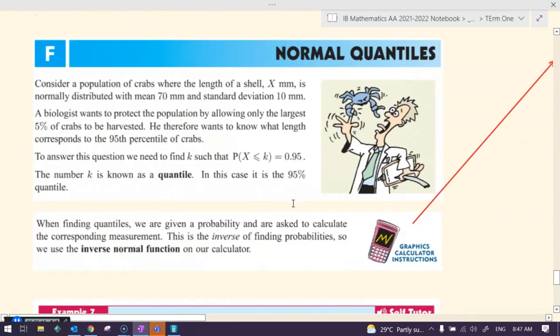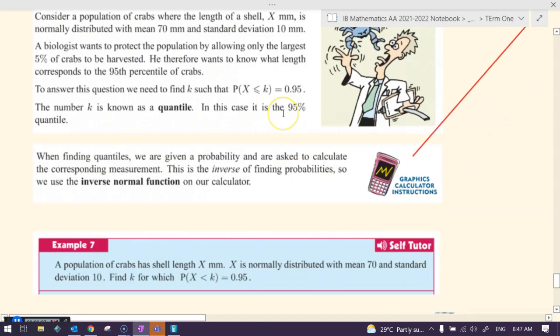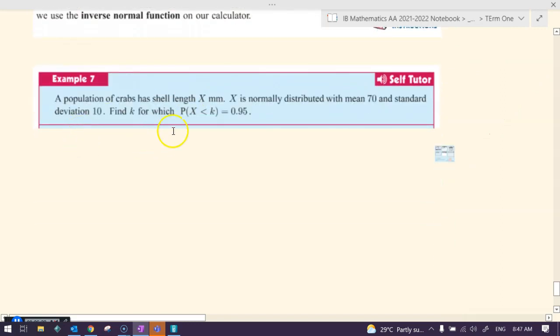Last little thing we want to do is look at normal quantiles, so just percentiles, really. Why might we do this? It may be that you want to award a scholarship or a place in a particular program to the top 5% of people who apply to a particular course. Well, if you know the mean and standard deviation of all the scores of the applicants, then you can easily find where the 95th percentile is. What's the cutoff required? So here's an example.